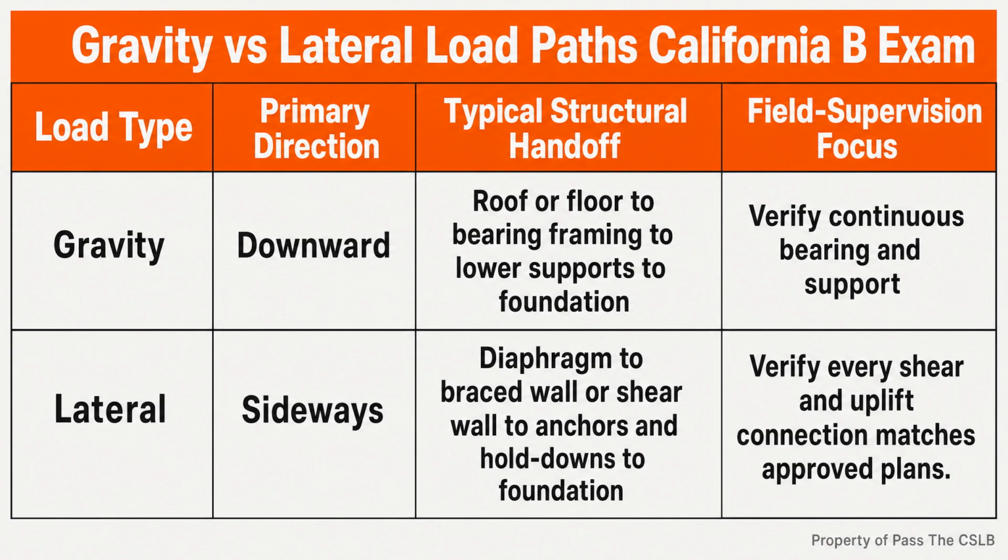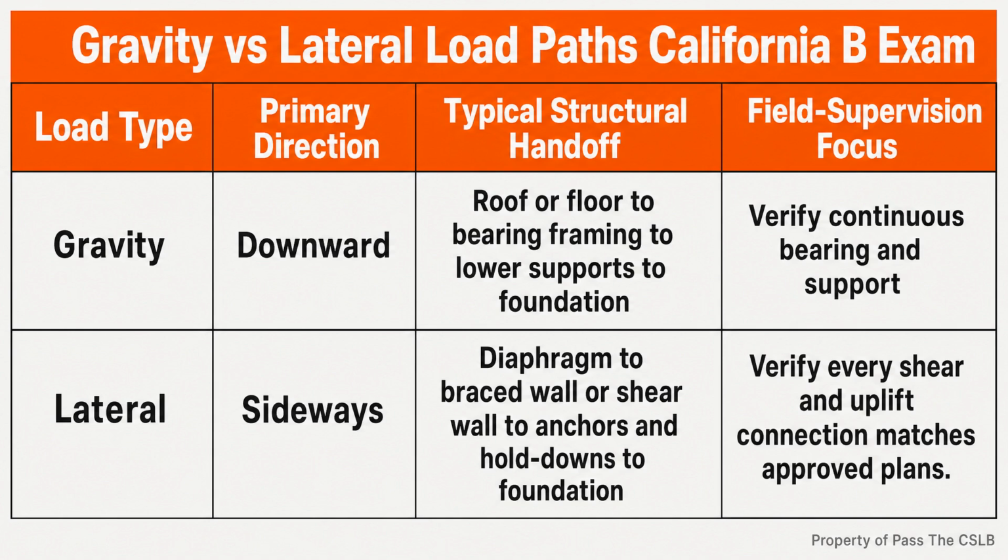Lateral force acts sideways. Earthquake motion accelerates the ground while the mass of the roof and upper floors resists that movement. The structure can try to rack out of square, slide along the foundation, or rotate and lift at one end. The lateral system has to collect that sideways force, move it through horizontal diaphragms, deliver it into vertical braced wall panels or engineered shear walls, and anchor it into the foundation.